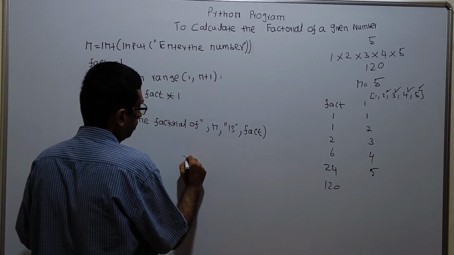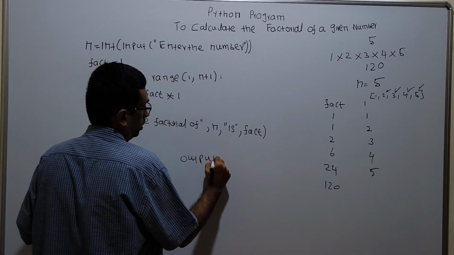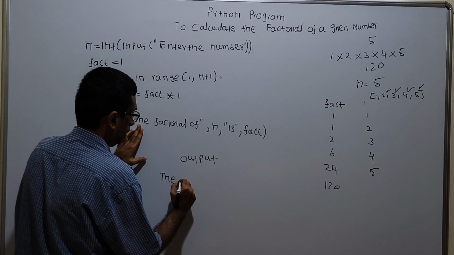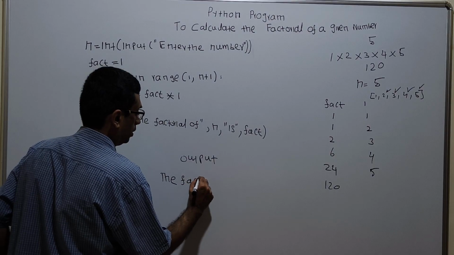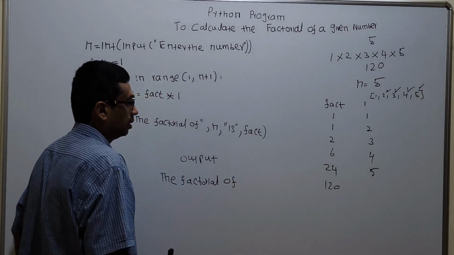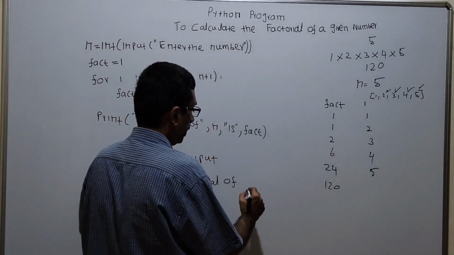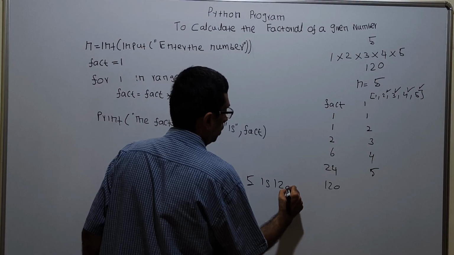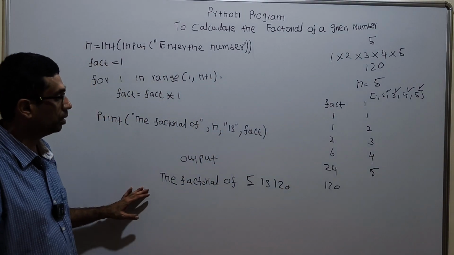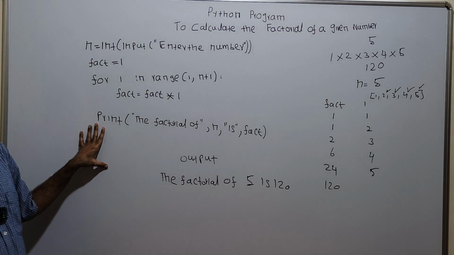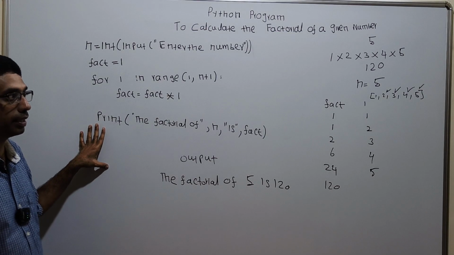I'll write the result here, output: The factorial of 5 is 120. Here the value of n is 5, and the result is 120. So this is my output. This program will work for any n value. If you give any n value, the factorial will get calculated.